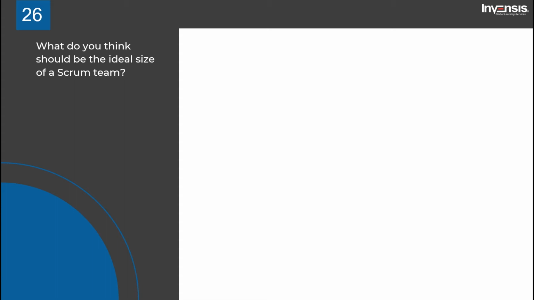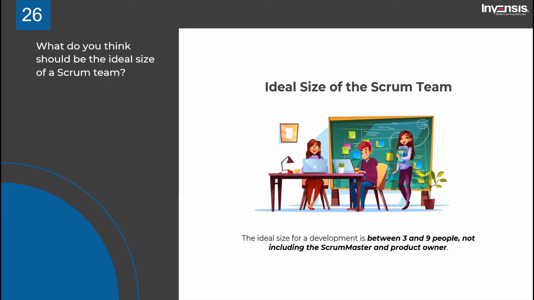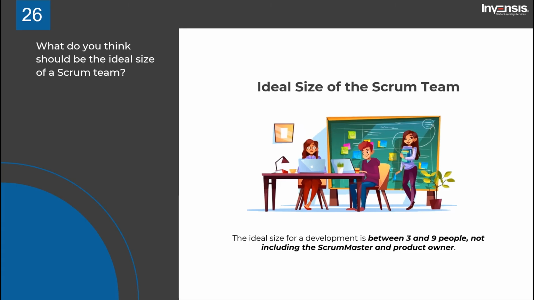What do you think should be the ideal size of a Scrum team? This is a very basic question. The Scrum Guide suggests having between 3 and 9 team members who are actually executing the sprint backlog. That means you wouldn't include the product owner or Scrum Master in the total unless either of them is implementing the sprint backlog items. So, the ideal size for development is between 3 and 9 people, not including the Scrum Master and product owner. Any smaller and the team couldn't accomplish enough each sprint. Any larger, the communication becomes complex and cumbersome.